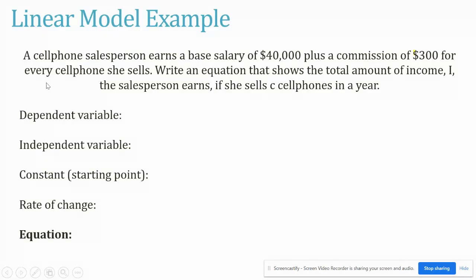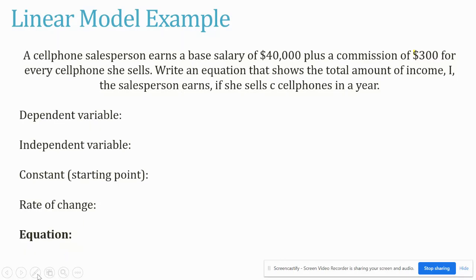Okay, a cell phone salesperson earns a base salary of $40,000 plus a commission of $300 for every cell phone she sells. Write an equation that shows the total amount of income I that salesperson earns if she sells C cell phones in a year.